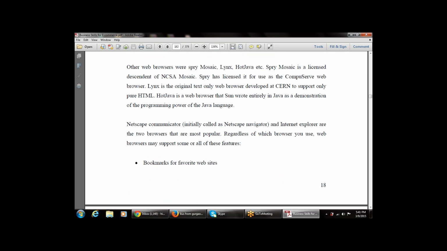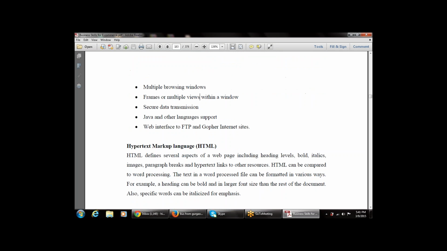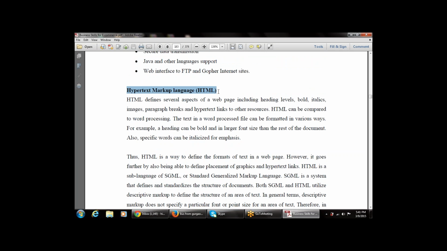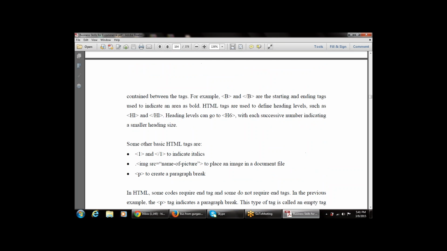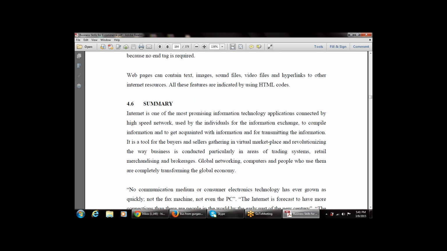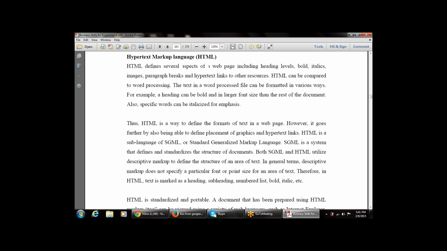These features are available in almost every valid, quality web browser. Then the next part is HTML, the hypertext markup language. It defines different aspects of a web page including heading levels, bold, italic, images. That is the next concept used with the www. This is a full-fledged language.